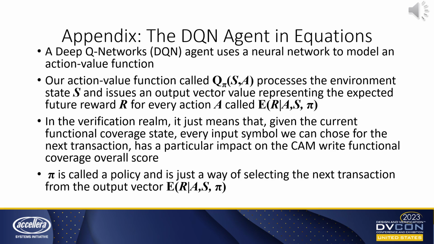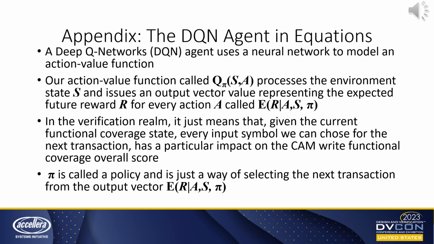The DQN agent in equations. A deep Q network, DQN agent, basically uses a neural network in order to model an action value function. An action value function is a relationship between an action and the value that I will get from the environment out of this action. Our action value function is called Q_pi(S, A), where S is the state and A is the action.